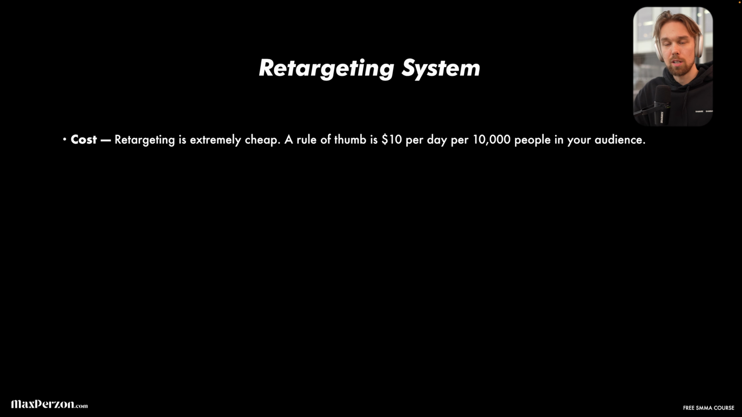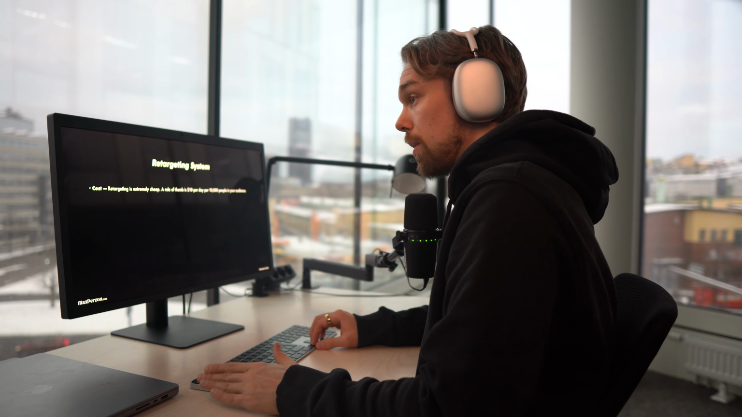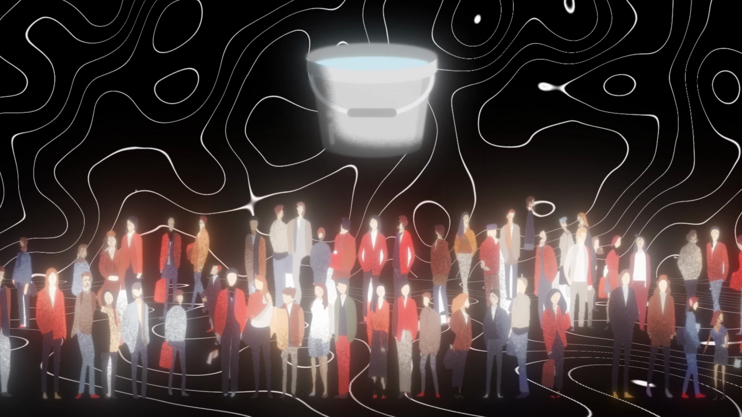A rule of thumb is that you pay $10 per 10,000 people in your audience. So we're going to set up an audience in today's video as well, both on Facebook and on Google. Basically anybody and everybody who visits our website, we're going to save them in an audience, or in a bucket. And if we get more than 10,000 people in that bucket, we will pay $10 per day to show all of these people an ad every single day. So it's extremely cheap and extremely powerful.